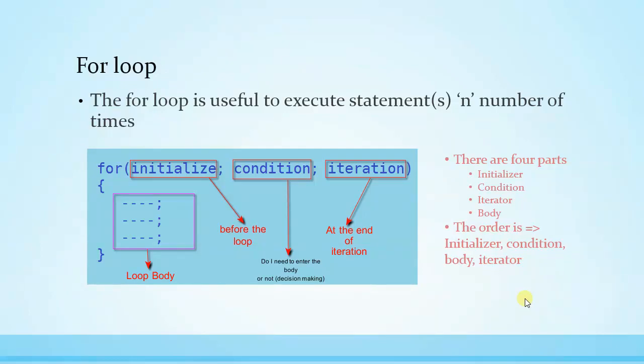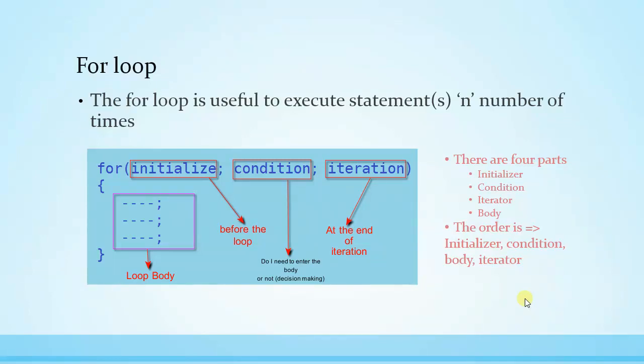So when we enter the loop for the first time, the statement in the initialize portion will get executed. After that, the condition portion gets executed. The condition portion will evaluate an expression that will return either true or false. So the condition checks whether we have to enter the body or we should skip it. When the condition evaluates to true, we will enter inside the loop body.